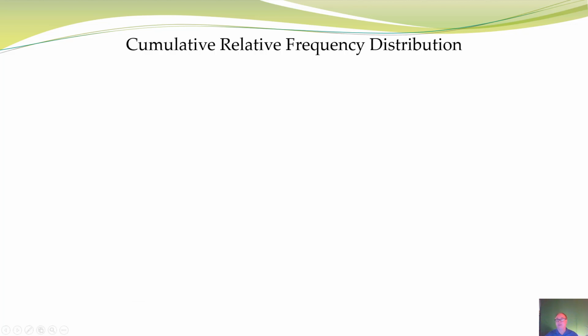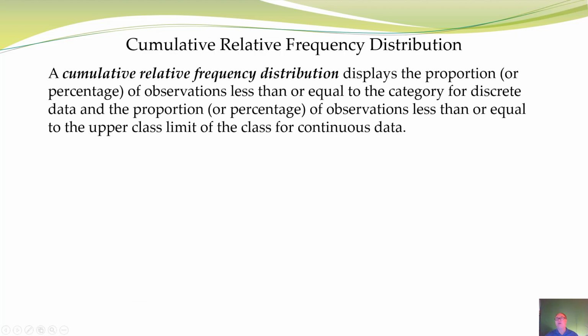Cumulative relative frequency distribution. A cumulative relative frequency distribution displays the proportion or percentage of observations less than or equal to the category for discrete data and the proportion or percentage of observations less than or equal to the upper class limit of the class for continuous data.